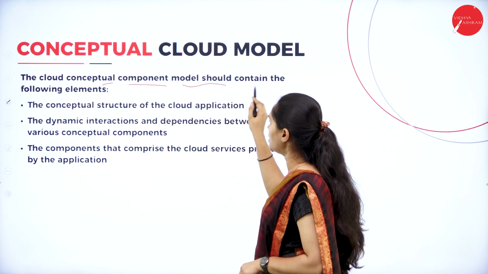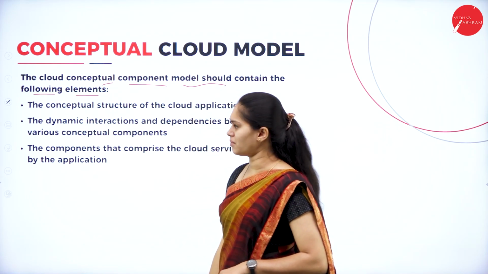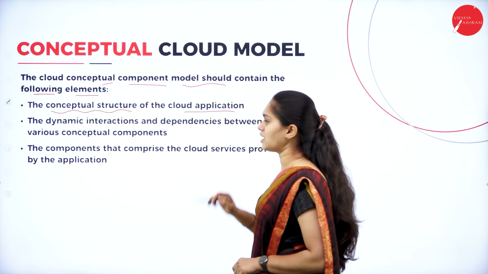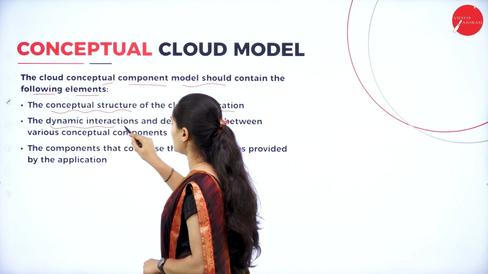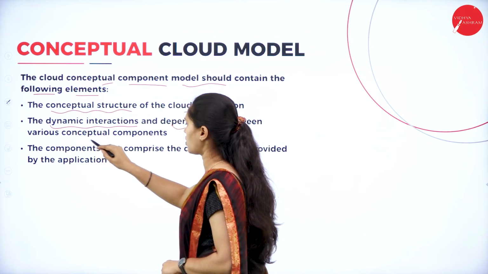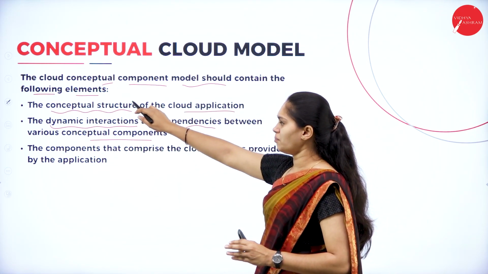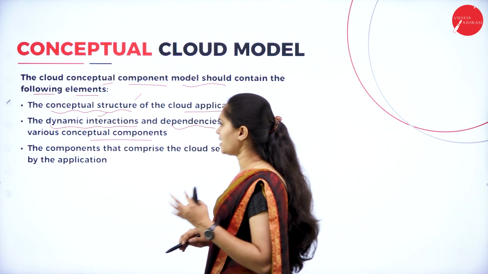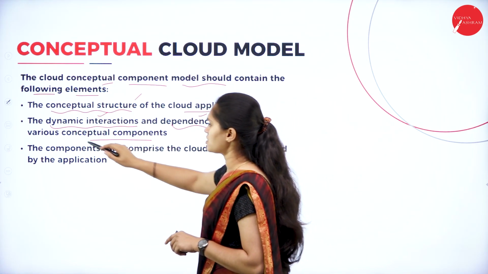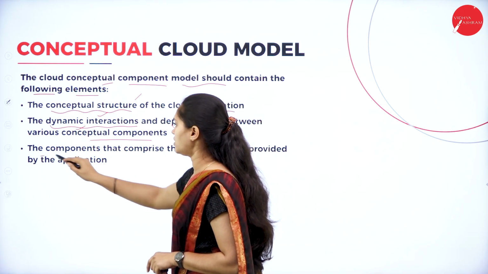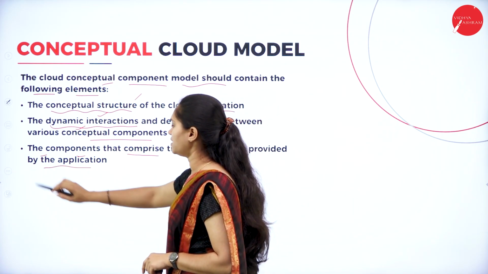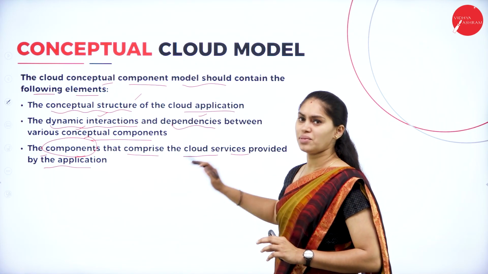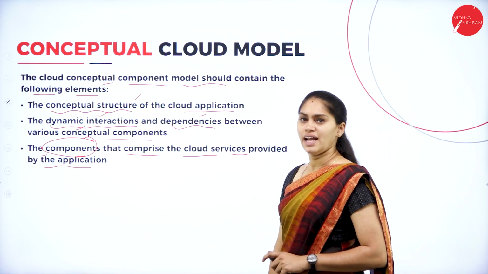The cloud conceptual component model should contain the following elements. What are the elements it must include? The first is the conceptual structure of the cloud application. The second is the dynamic interaction and dependencies between the various conceptual components. I have a conceptual component or structure, so there must be interoperability, compatibility, dynamic interaction and dependencies between the various components of a conceptual cloud, and also the components that comprise the cloud services provided by the application. That indicates the components of the cloud that have to render services to the customer in order to satisfy their requirement as well as the enterprise requirement.